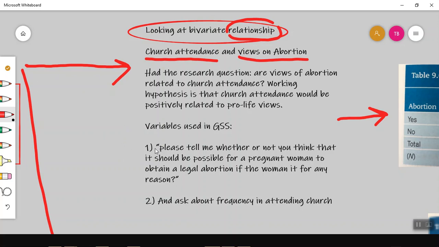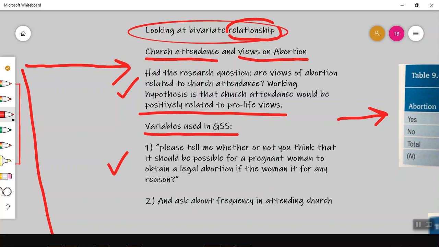We'll take a look at the chart in a second. But there's going to be 2 parts we'll look at here: 1, the research question that the person was looking at, and 2, the pair of variables that they used to analyze that. So the initial research question was, and I'm just reading from this section, are views of abortion related to church attendance? The working hypothesis is that church attendance would be positively related to pro-life views. So if you were researching this, for instance, some of you were interested in views on abortion and women's rights in your own research for our class. If this is something you're interested in, they took a look at two variables, and these are actually from the GSS data.